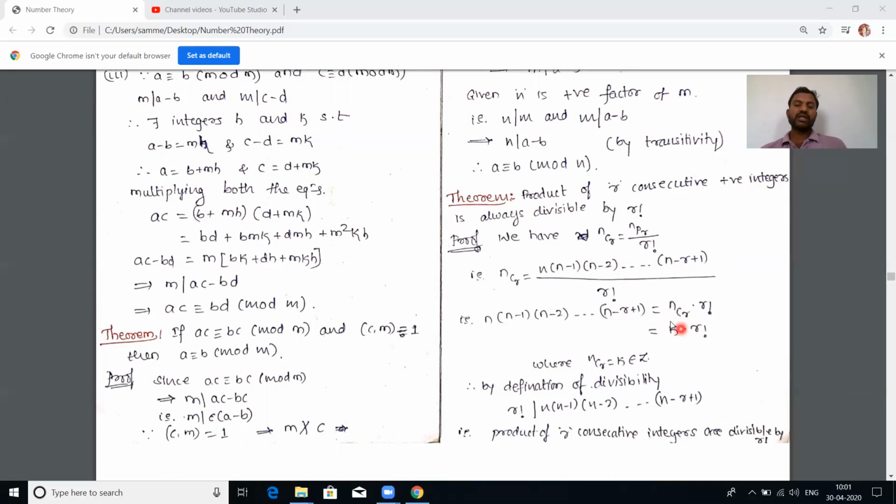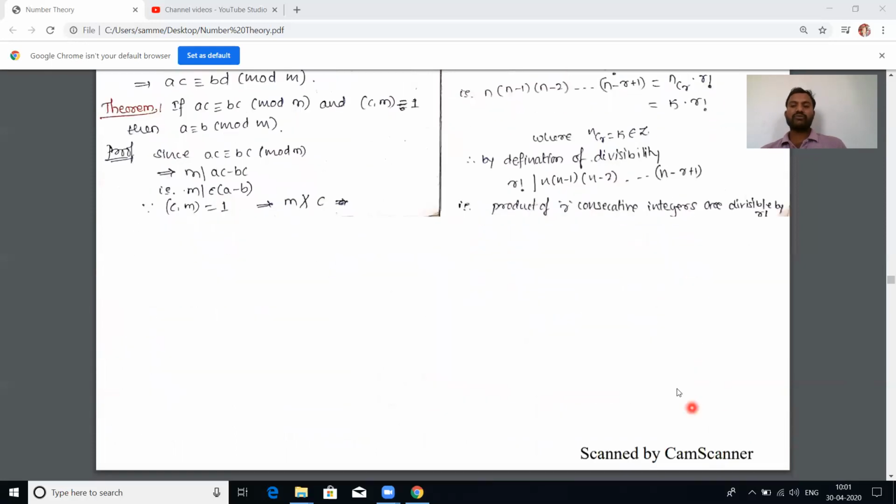Now take this nCr as any integer k, where nCr equals k belongs to Z. So this product n into n minus 1, n minus 2, and so on up to n minus r plus 1 is equal to k into r factorial. Here n, n minus 1, n minus 2 are consecutive integers. How many consecutive integers are there? r consecutive integers. This implies that r factorial divides these consecutive integers, which are r in number. Therefore, the product of r consecutive integers is divisible by r factorial.